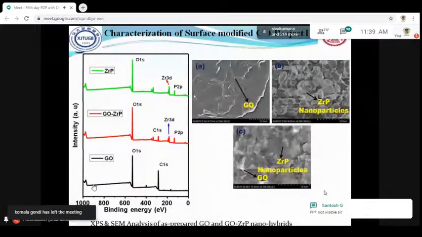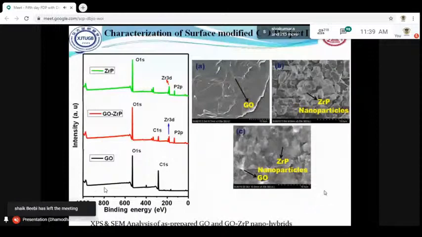So the XPS analysis also shows the same. Here we can see the zirconium phosphate is showing zirconium and phosphate peaks, including oxygen. But in the case of GO, we have only oxygen and carbon peaks. In the case of zirconium phosphate decorated GO, the carbon peak has been reduced remarkably, and we also get zirconium and phosphate peaks along with the oxygen. So we conclude that the GO surface has been fully covered with zirconium phosphate. That's why the carbon peak is not visible here.